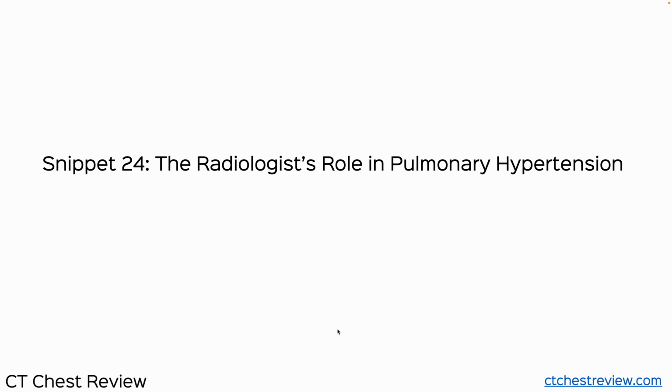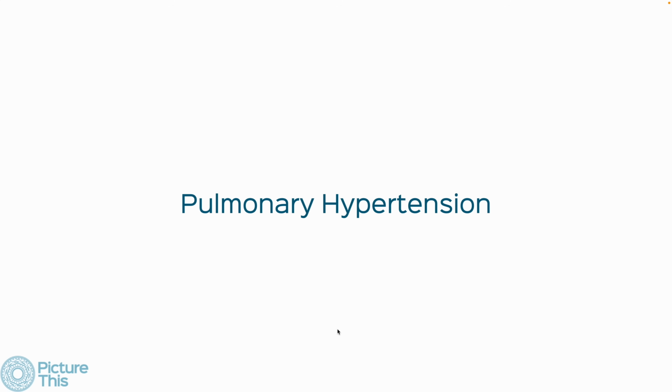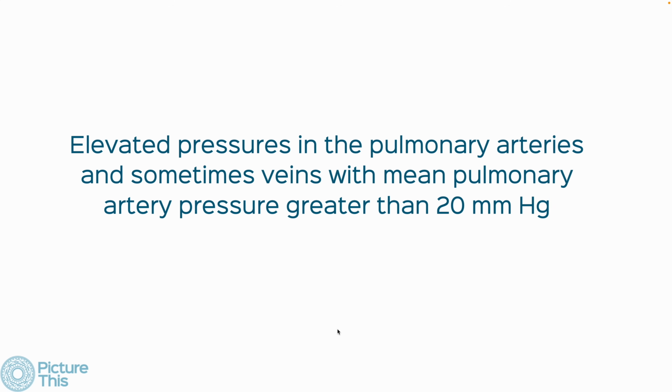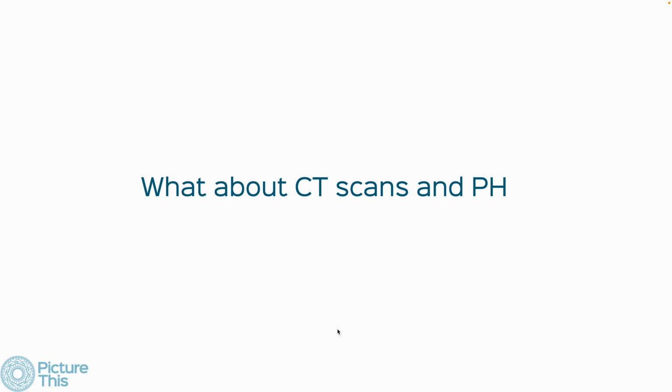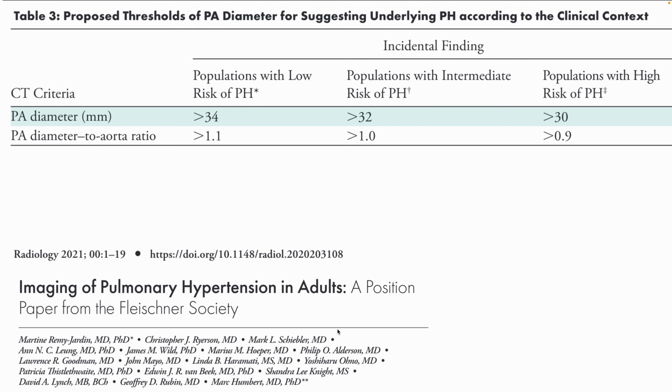So, 24th snippet, the radiologist's role in pulmonary hypertension. What is PH defined as? Elevated pressures in the pulmonary arteries and sometimes veins, a PAP greater than 20. In the West, most people get wedge pressure catheter studies done. In India, we typically do everything on echo. So, can we diagnose PH on CT scans?